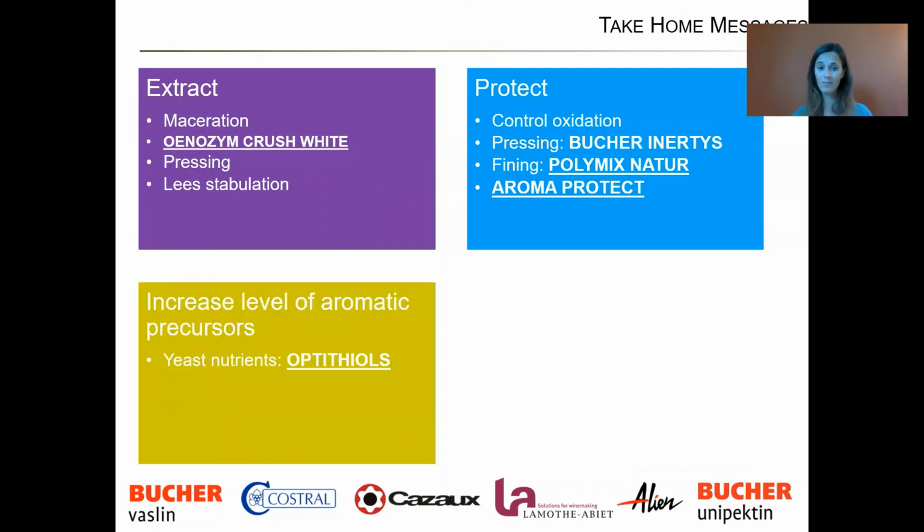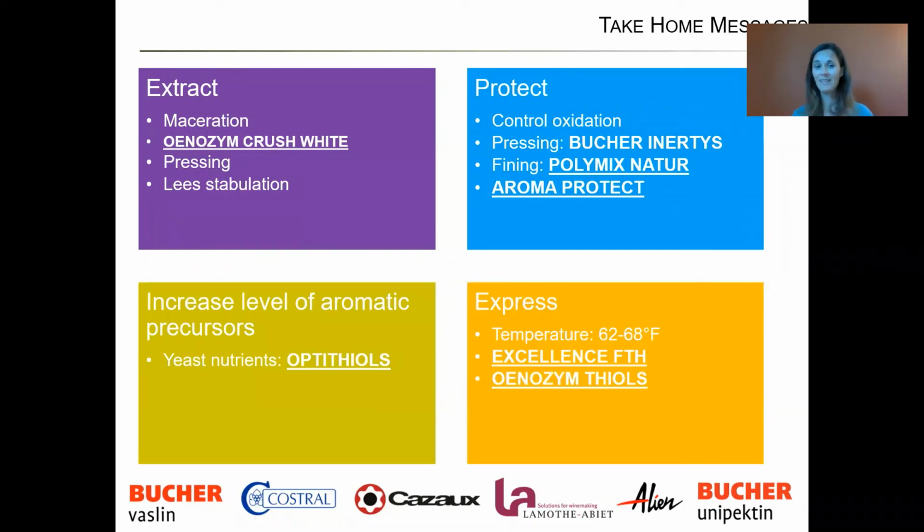You can increase the level of aromatic precursor by using OptiThiol. OptiThiol will give cysteine derivate and glutathione to the yeast to be used for and transformed into a thiolic compound. So that's a very good tool. And in fact, when you do have green character, OptiThiol can be used to transform green into tropical.